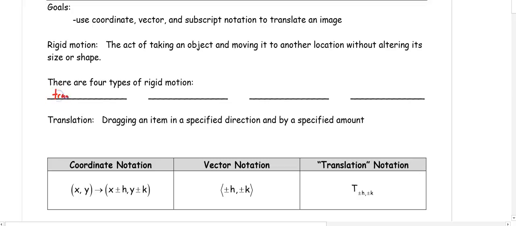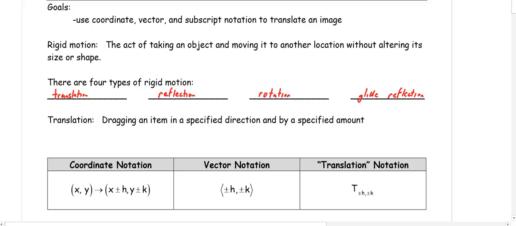There's a translation, a reflection, a rotation, and a glide reflection. A translation means dragging an object in a specific direction and by a specific amount. So there's three ways to notate a translation.